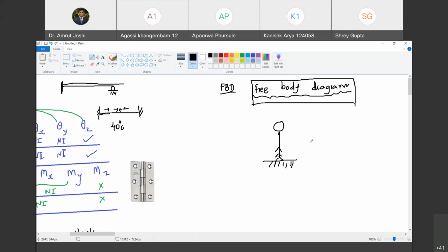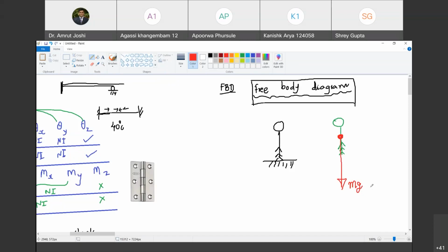Can you tell me? Is Earth external? Yes, Earth is very much external to this person. So therefore, I freed the body from Earth, and then I must show what the Earth must have been doing. So what does Earth do on the person? Earth applies a gravitational pull. Do you agree with me? That gravitational pull is directed from the center of gravity of that person to the center of gravity of the Earth. And how much is that gravitational pull? That is m into g, Mg.